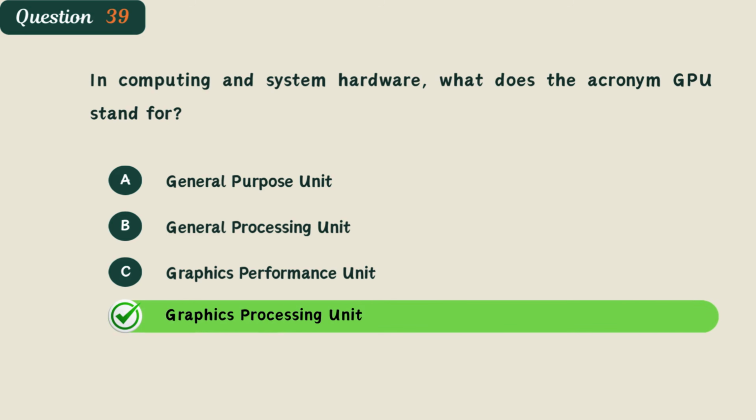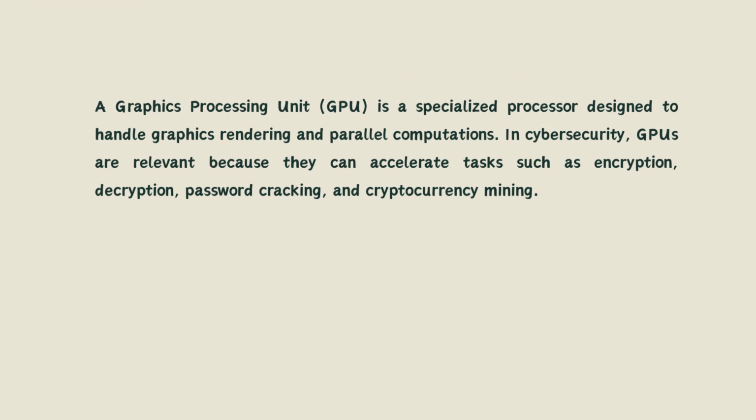Correct answer. D. Graphics Processing Unit. A graphics processing unit, GPU, is a specialized processor designed to handle graphics rendering and parallel computations. In cybersecurity, GPUs are relevant because they can accelerate tasks such as encryption, decryption, password cracking, and cryptocurrency mining.